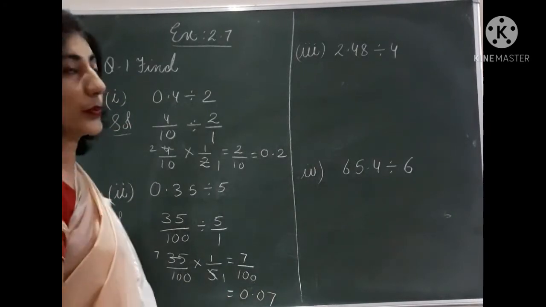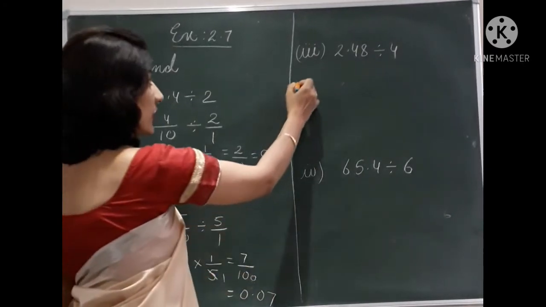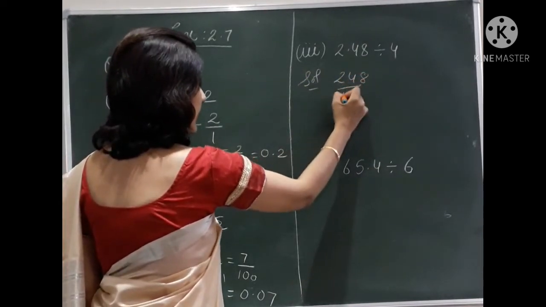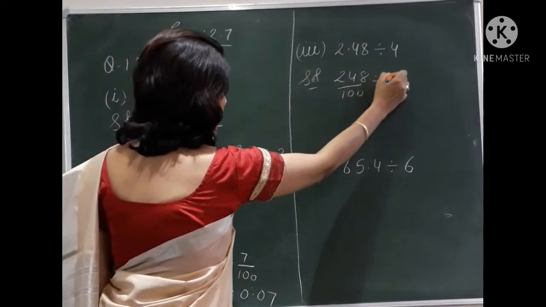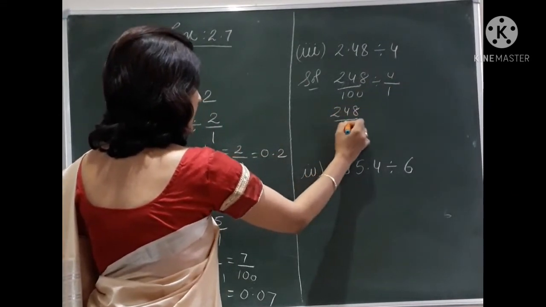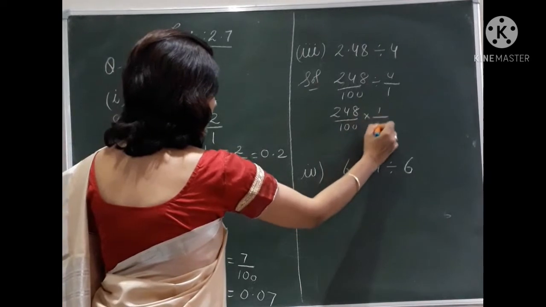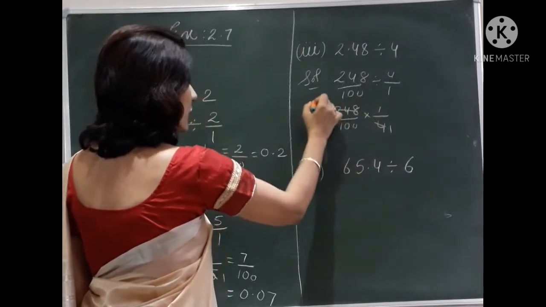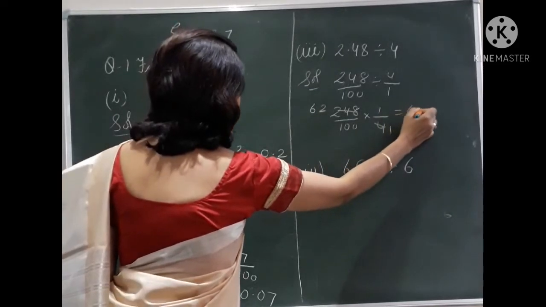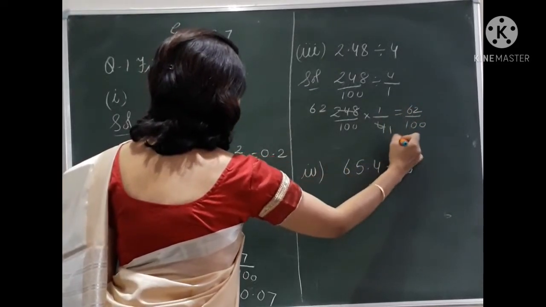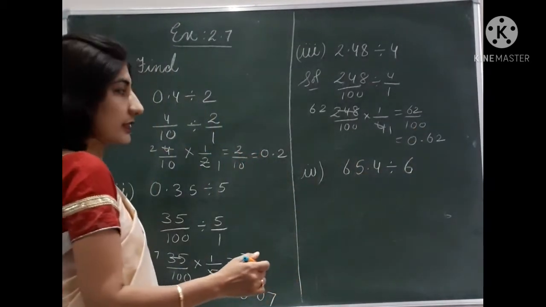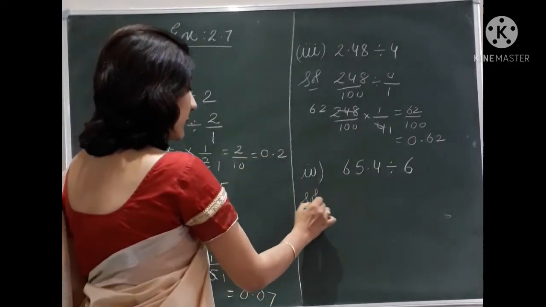Third part is 2.48 divided by 4. 2.48 can be written as 248 upon 100 divided by 4 upon 1. So 248 upon 100 multiplied by 1 upon 4. 4 1s are 4, 4 6s are 24 and 4 2s are 8. So it is 62 upon 100, which is equal to 0.62.